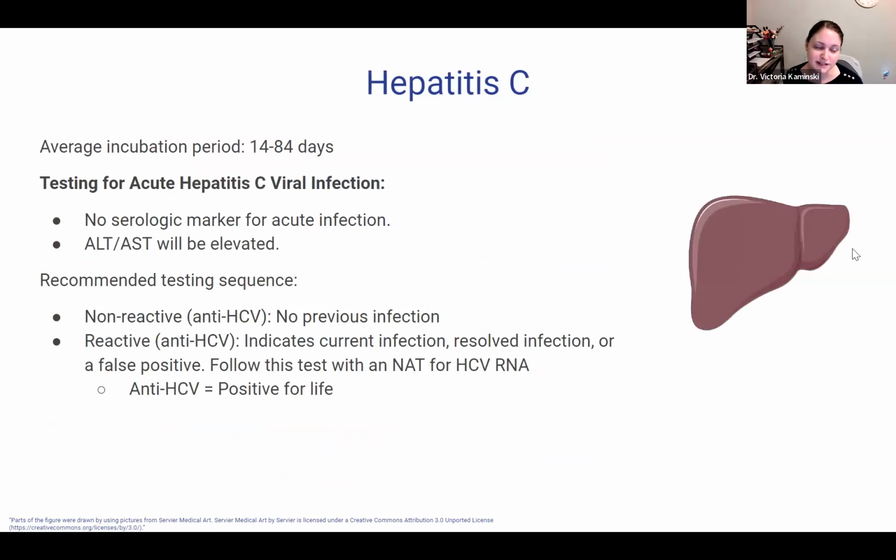In terms of hepatitis C, there is an average incubation period of about 2 weeks up to about 84 days, and testing for acute hepatitis C often involves many issues of blood work and then also testing with imaging. So we'll see that the ALT and AST can be elevated. That is not necessarily a hallmark of hepatitis, but it is something that we do see. The recommended testing sequence does involve the anti-HCV and whether it's reactive or not. And again, there's more information there for you.